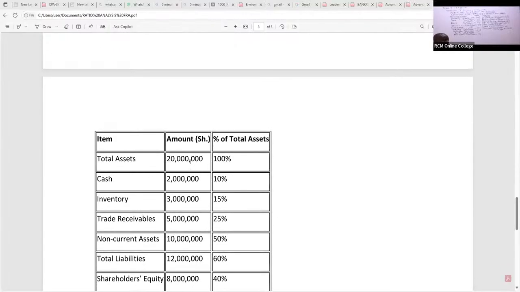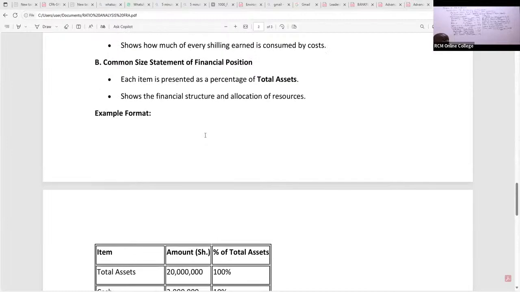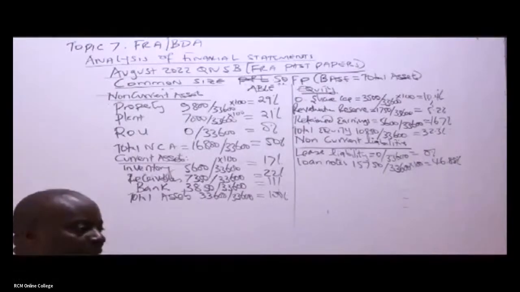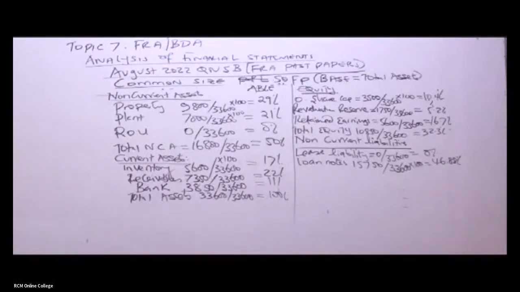You can see, I gave you a small example here, our total assets were 20 million, and you can see all the numbers are being divided by that 20 million. That's what we are doing. And then PC, remember, for the income statement, everything is to be divided by revenue. I hope that answers your question, PC.